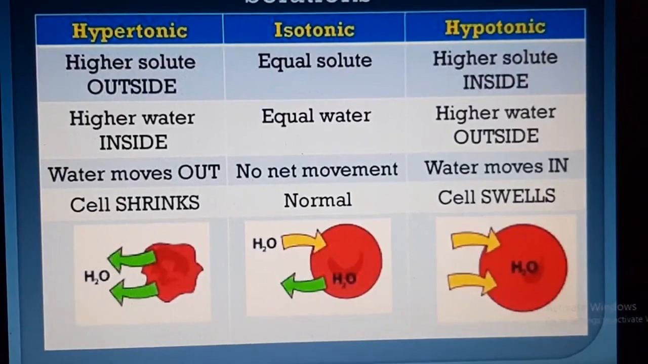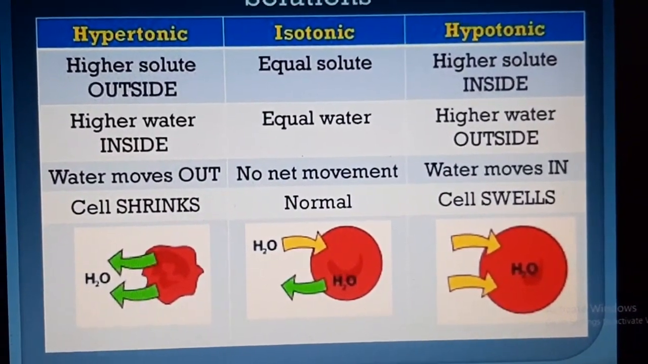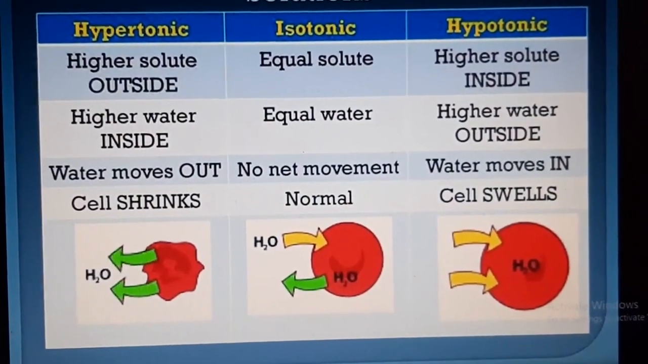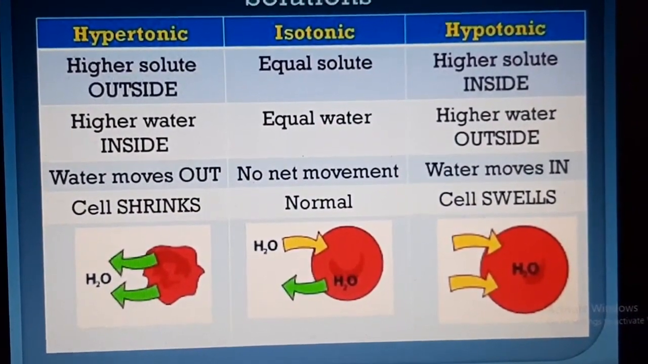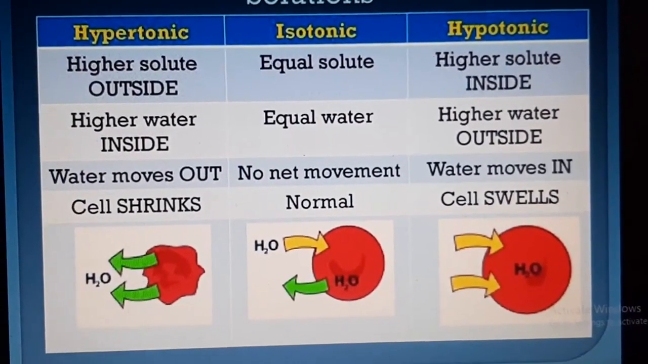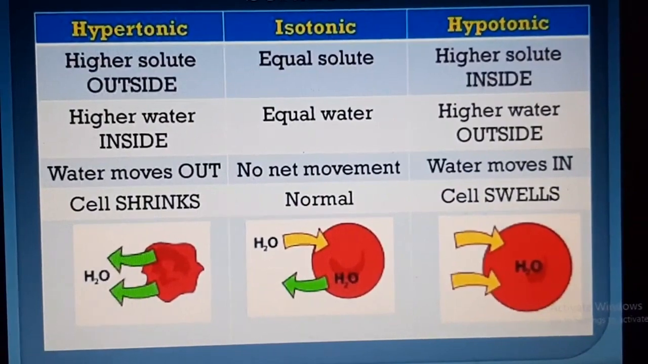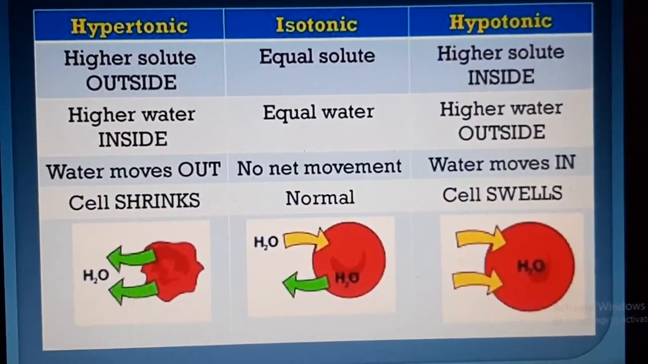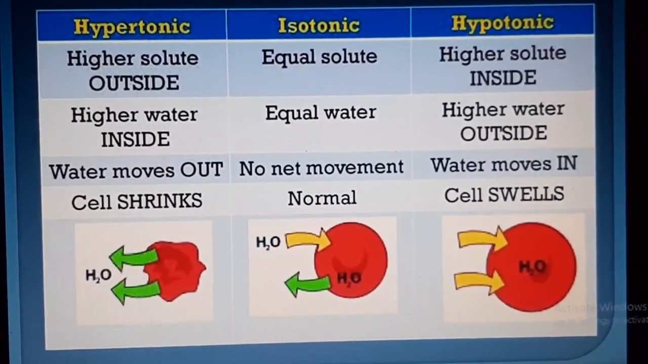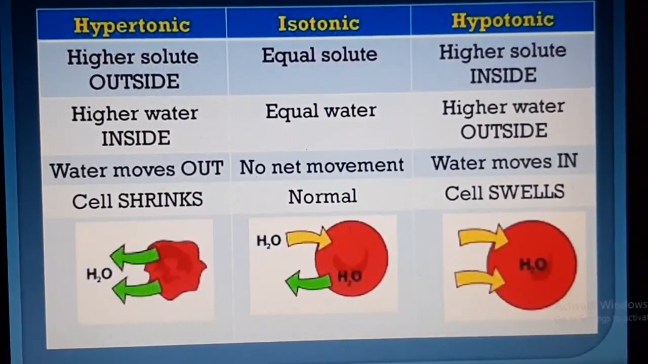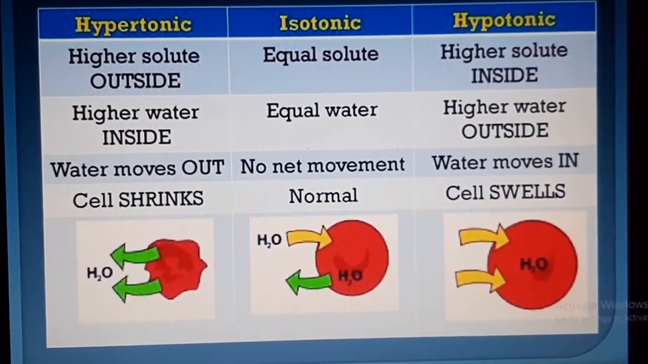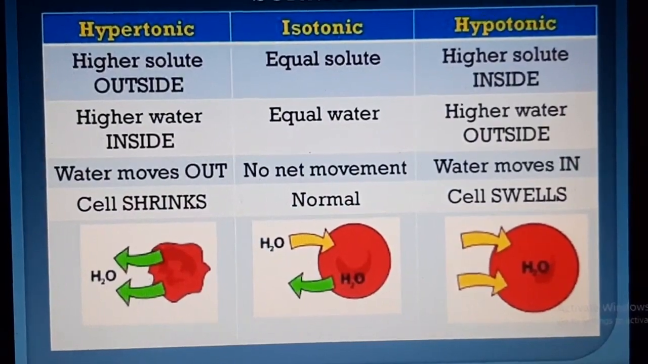So what will be the shape of the cell? It will be normal. There will be no effect, because there is no net movement of the water molecules across the membrane. That's why the cell shape is normal in case of isotonic solution. Now the third case is hypotonic solution. Hypo means less. Now I am considering which case, solute or solvent? Solvent. So the concentration of water is less where? Inside the cell. Consider only inside.